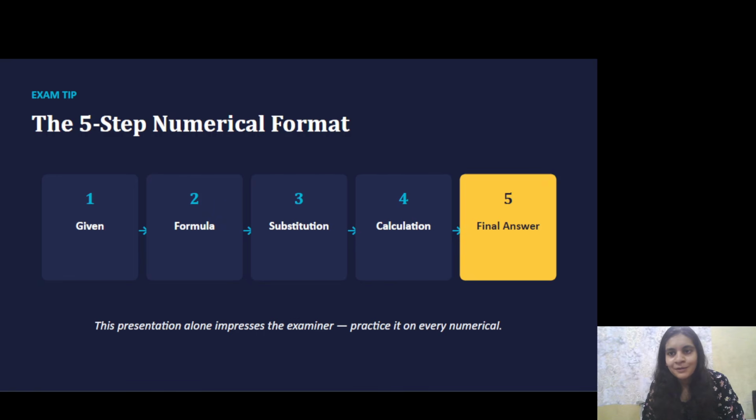And a few exam tips for you from my end. Whenever you see a numerical, write given. Then write the formula. Then substitute the values. Then calculate the answer, and then write the final answer as well. A lot of people forget to write the final answer. Don't make that mistake. This presentation alone impresses the examiner. Practice similar numericals daily because electricity is definitely one of the highest scoring chapters in class 10 science physics.